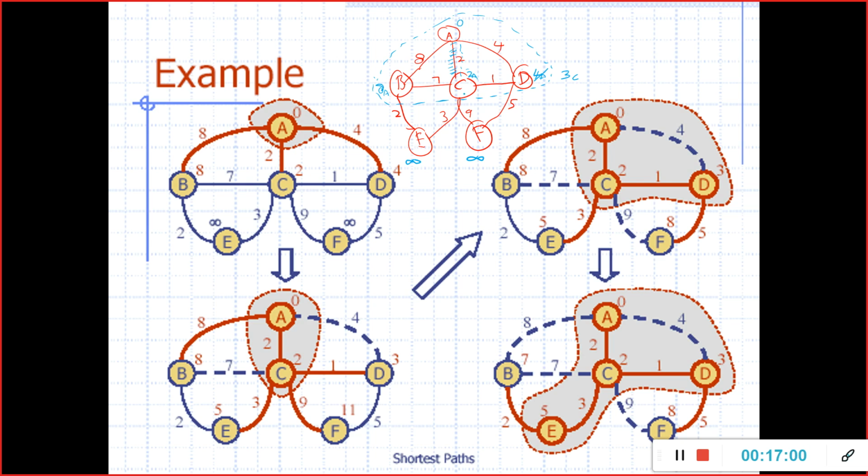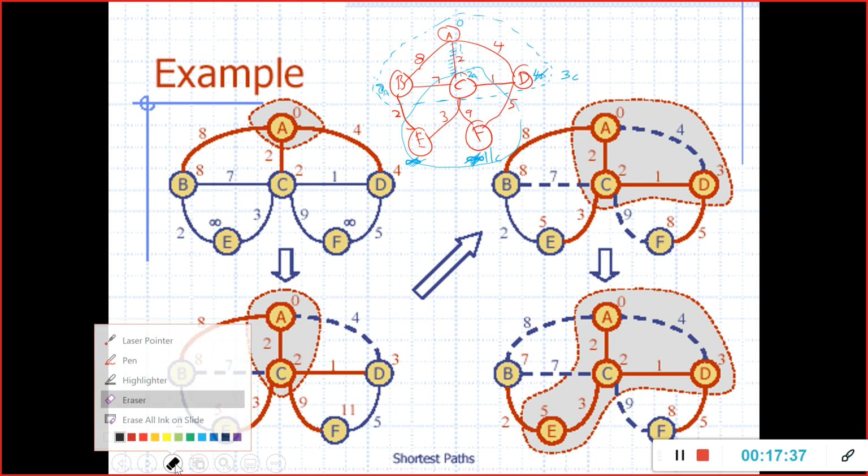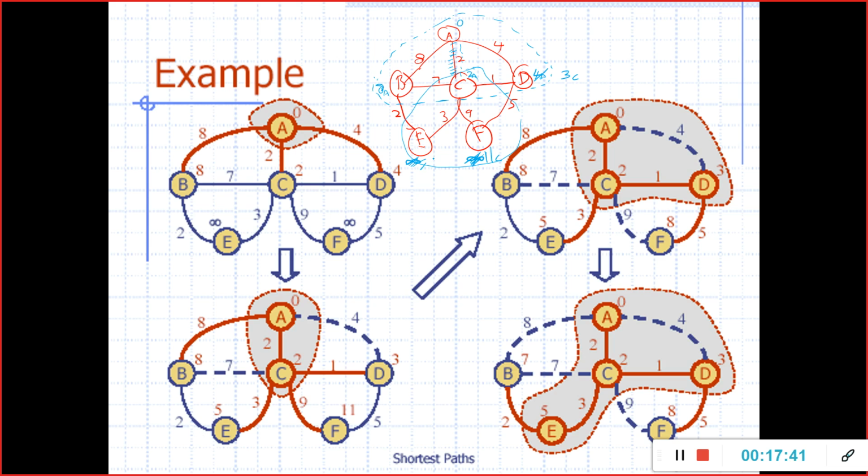Now C to F, because F is infinity, 2 plus 9 is 11C. And 2 plus 3 is 5C. So now you already grow a cloud here. Sorry for the very messy 11. So you remove infinity, so this is 5. So you have 5C. So you settle C, 2A, and A 0. B is 8, D is 3, E is 5, and F is 11.